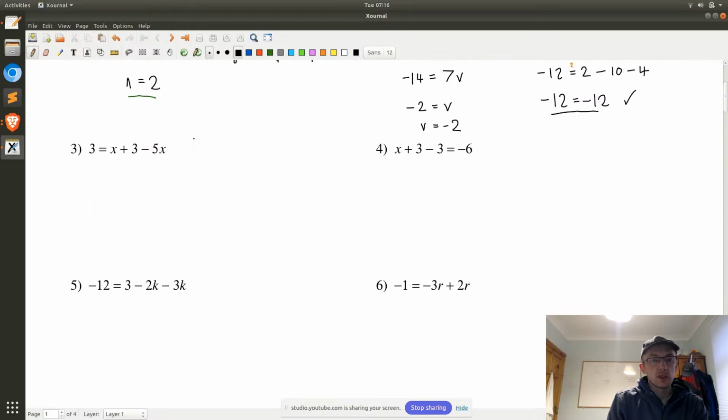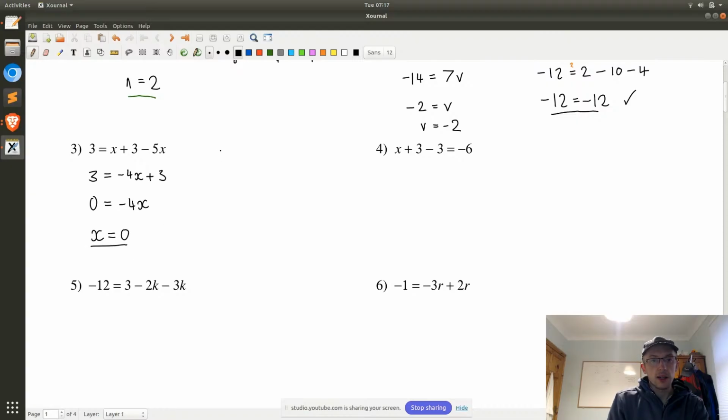Okay, speeding up a little bit now. 3 equals, what's x take 5x? Well, that would be negative 4x. So I write negative 4x add 3. And then I take away 3 from both sides. So I'm going to have 0 equals negative 4x. And if I have negative 4 of something and I have 0 as the result, well, then I must have negative 4 of 0. That's the only way that can happen.